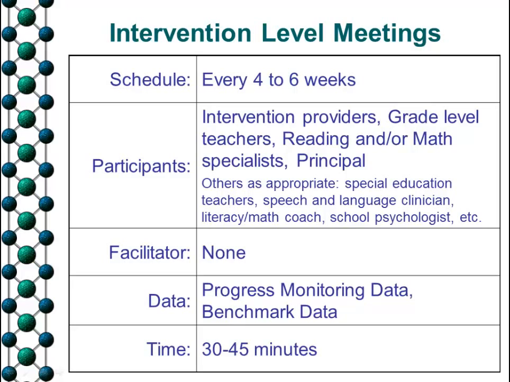Anybody who provides intervention should be meeting regularly, and any others as appropriate. This one doesn't really have a facilitator. The groups are going to take turns showing their data, showing whether or not their students are making progress, and relying on the group to help them make those decisions about, do we move students? The data you're looking at is really the progress monitoring data that you decided at the beginning you were going to collect, and maybe even some benchmark data if you have the luxury of being able to administer any benchmark-like assessments to get a read on the student.